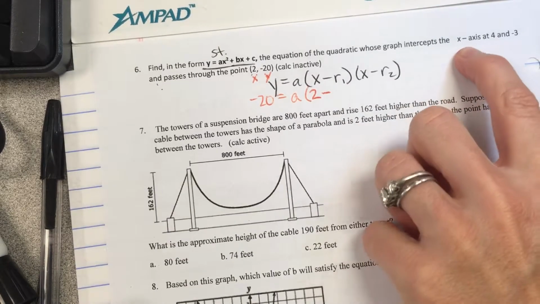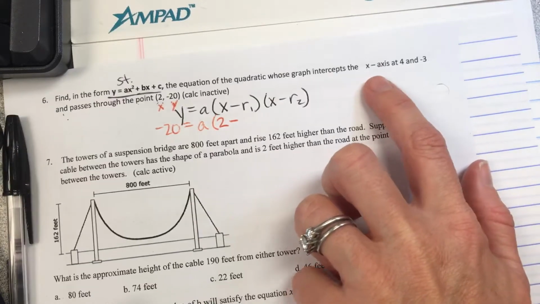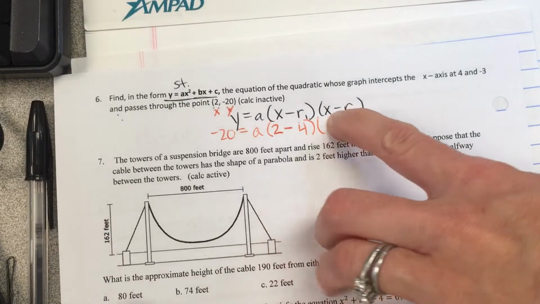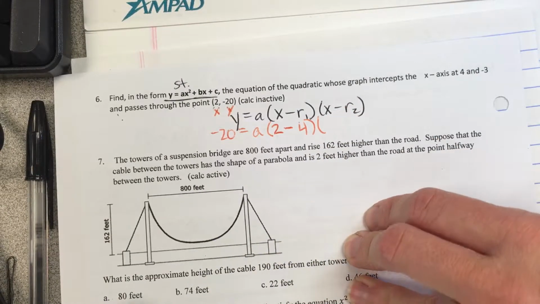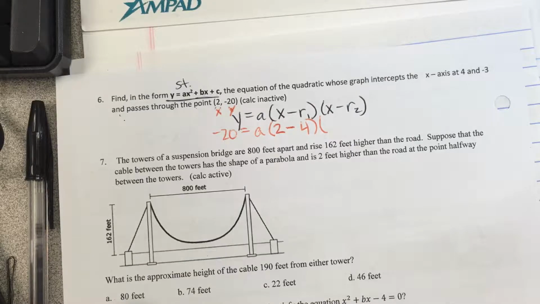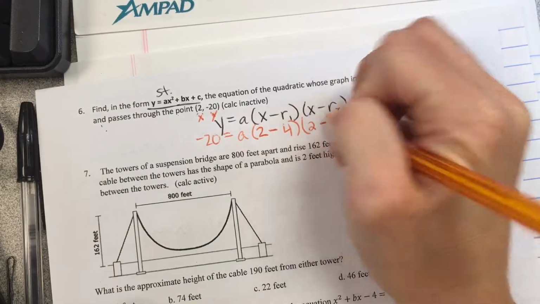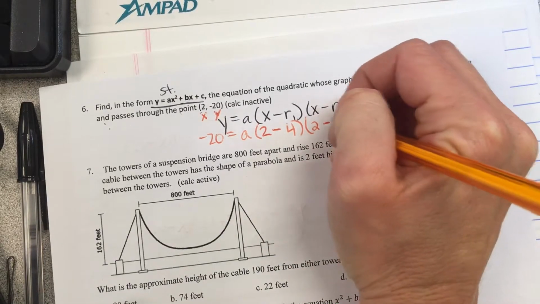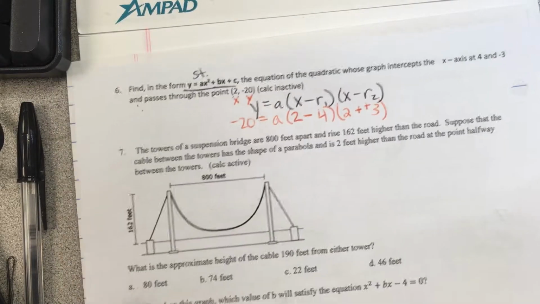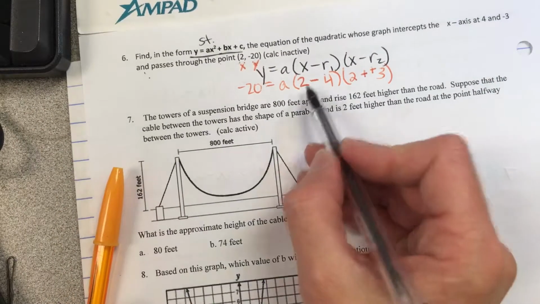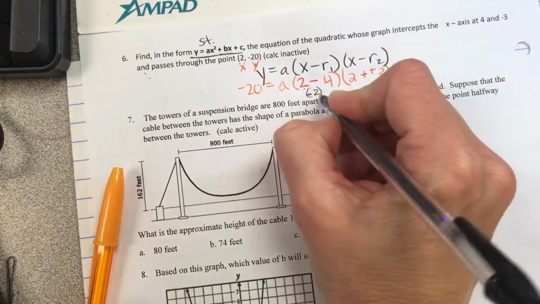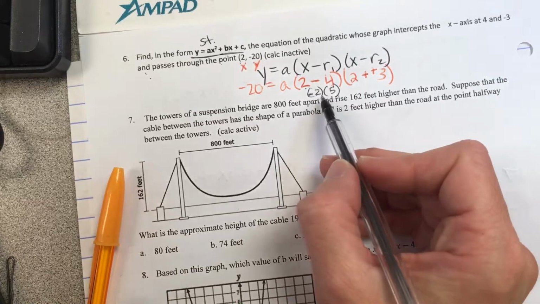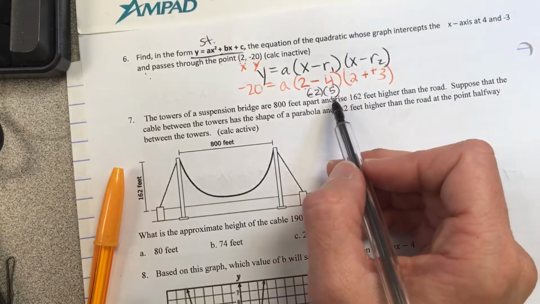For x, you're going to put in 2 minus... Root is where it crosses the x-axis. So where does it cross the x-axis? 4. And then for this x, you put in the same number again. So x is 2. And what is my second root? It's 2 minus negative 3, which turns into a positive. All right, 2 minus 4 is negative 2. 2 plus 3 is 5. And negative 2 times 5? Negative 10.